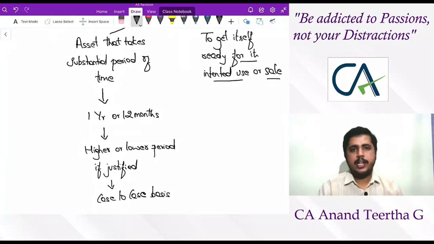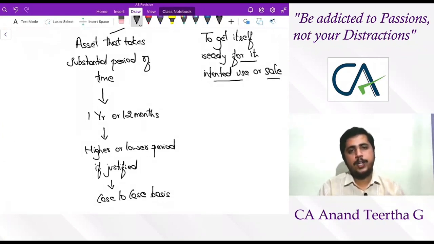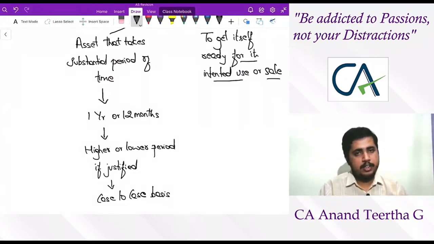Example, normally it takes 1.5 years to construct a particular asset, but our contractor took only 9 months to construct that same asset because we were in a hurry. Now, at this time, even though the time taken is less than 1 year, you can justify saying that it's a qualifying asset, and it is always done on case to case basis. Okay, so you have to make a case to case analysis. They said normally it is 1 year, but a higher and a lower period is properly allowed if it could be properly justified.